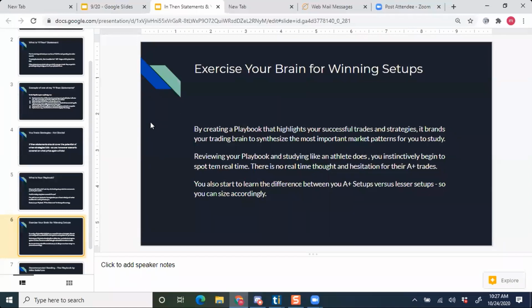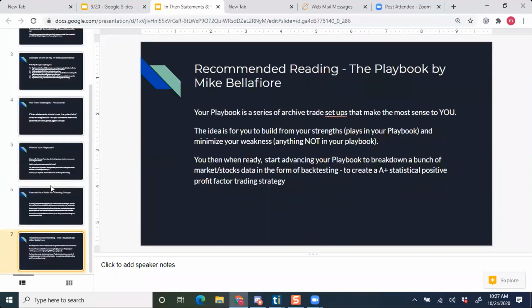Just like a professional sports team will have a ton of plays in their playbook, but they might only have a handful that they consider really strong plays that they'll use at certain points in certain games. And it's no different with your trading playbook.